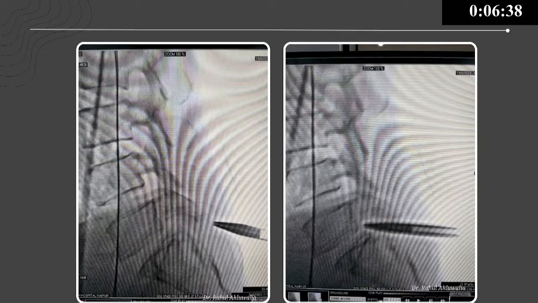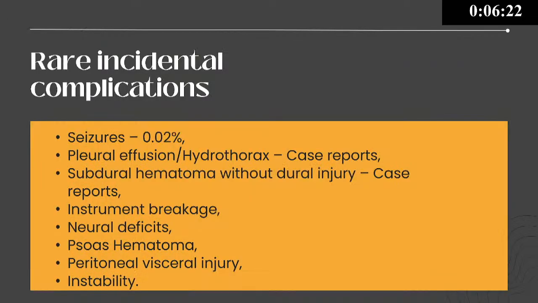L5S1, one of my friends had come for training under me. L5S1 grade 1 listhesis. He docks over here and then goes inside. So as I always say, before you start stripping, take a lateral view. We took a lateral view. We recognized this. I corrected it. We finished the complete surgery. Fortunately, there was a tear in the ligamentum flavum. There was no dural injury. Patient went back comfortably. Now there are certain rare incidental complications that we need to talk about over here.